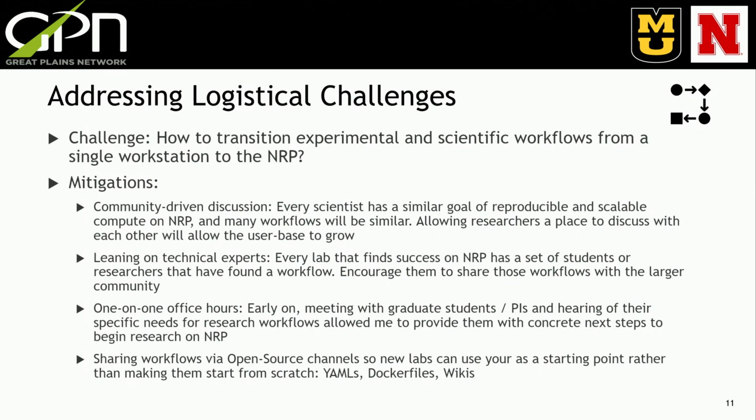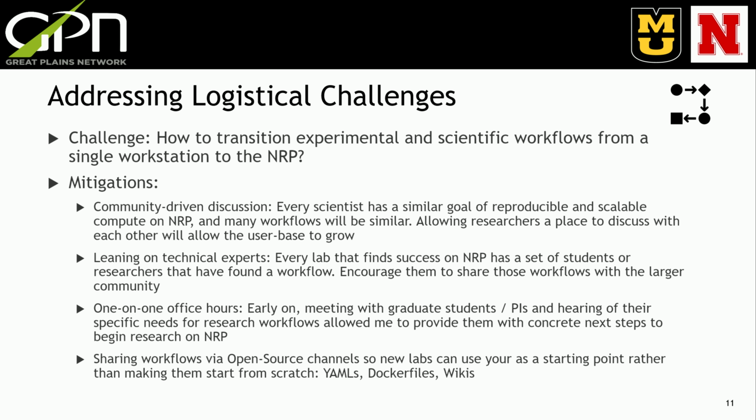For logistical challenges, our first one that we identified was how to transition those experimental and scientific workflows from a single workstation to the NRP. A lot of the people that I've talked to are used to working on a single workstation sitting in their lab, right? Their data's just on their Windows hard drive. They're running VS Code or something on their local computer. How do I transition that into a distributed cluster?